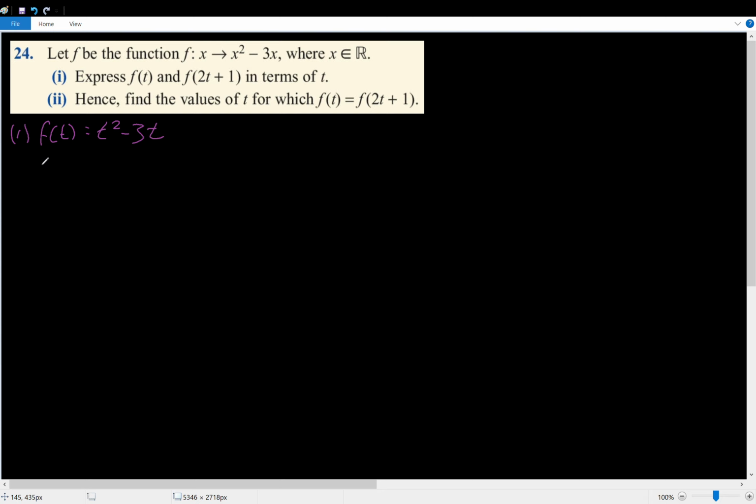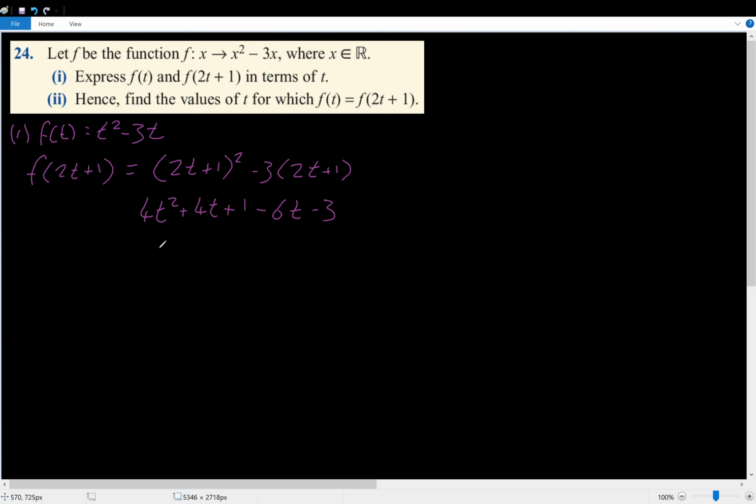And for the second part of this one, the f of 2t plus 1 is what we get when we put 2t plus 1 into the equation in place of x. So that's going to be equal to 2t plus 1 all squared minus 3 times 2t plus 1. Now we just need to expand these brackets out. So the first one expanded out is going to be 4t squared plus 4t plus 1. And the second one is going to be minus 6t minus 3.